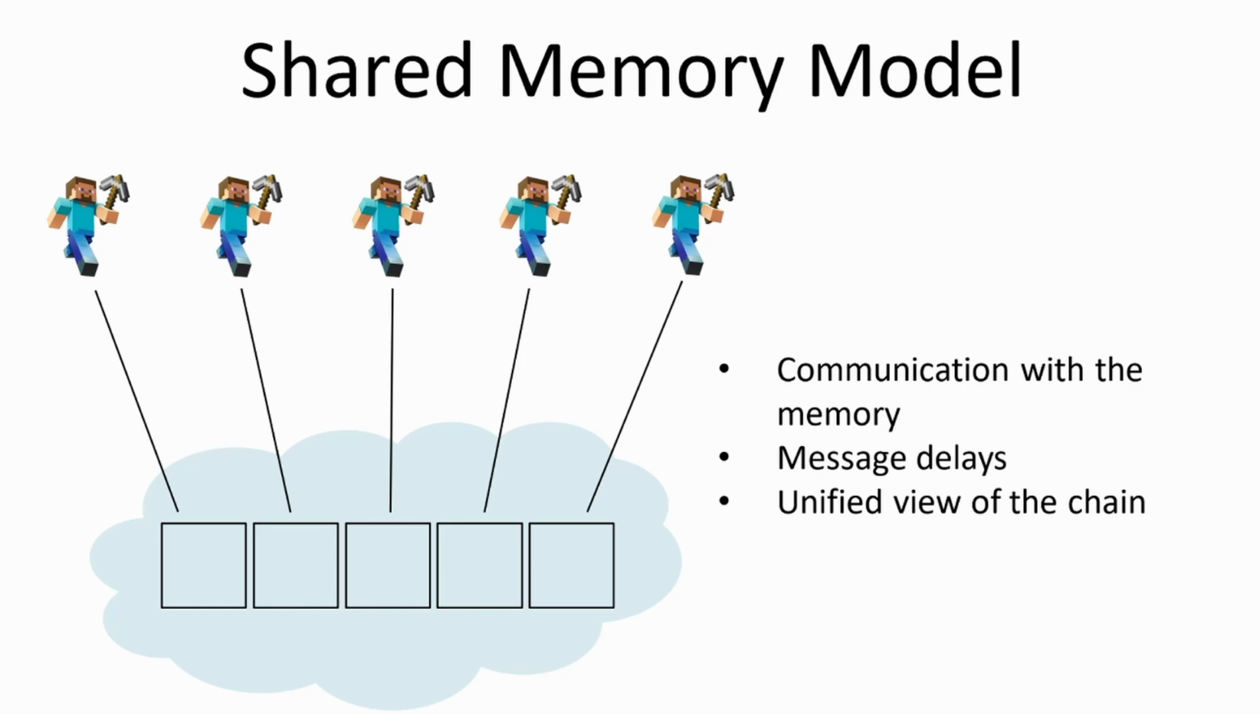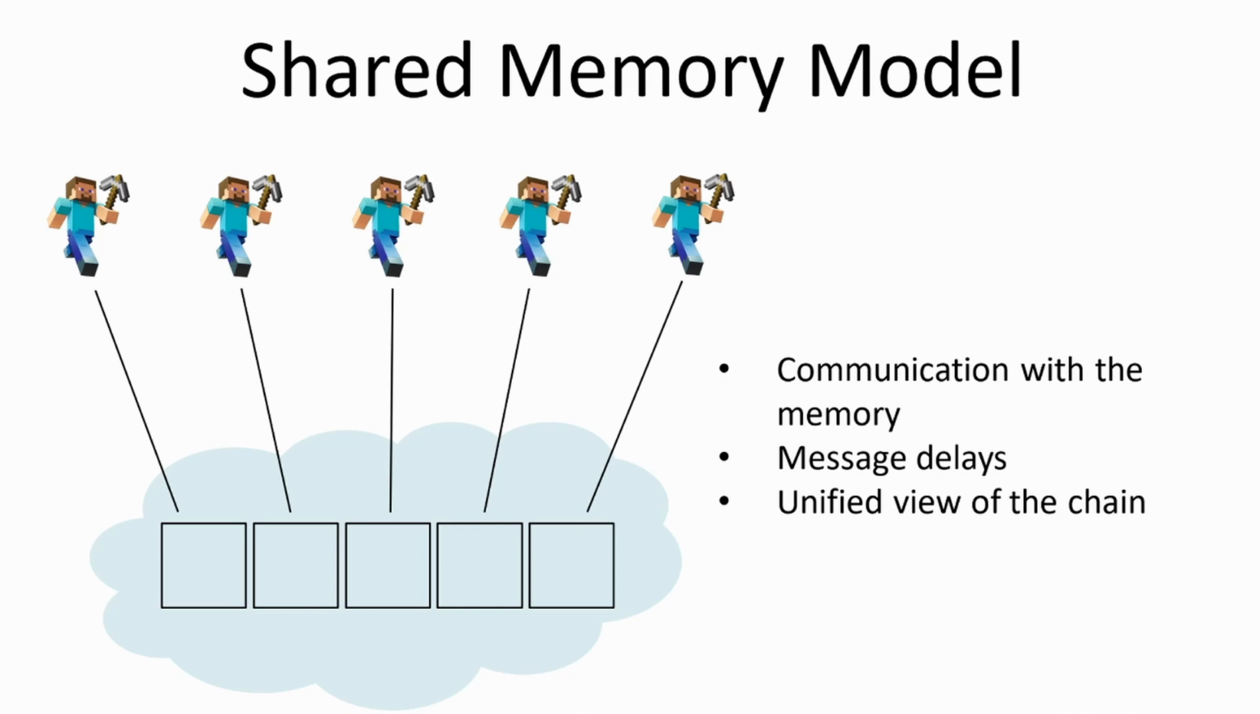In the shared memory model, the nodes are only communicating with the memory, and each node thereby has a register in this memory to which it can write its own values. In addition, the nodes can read other registers to retrieve the view of the whole memory.